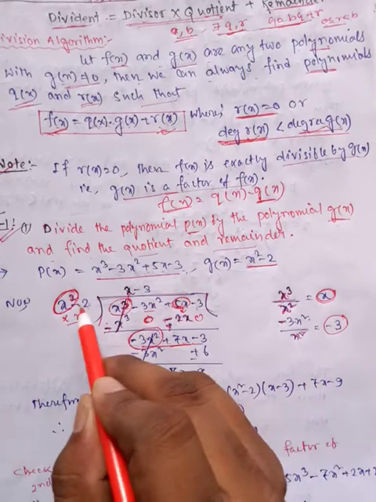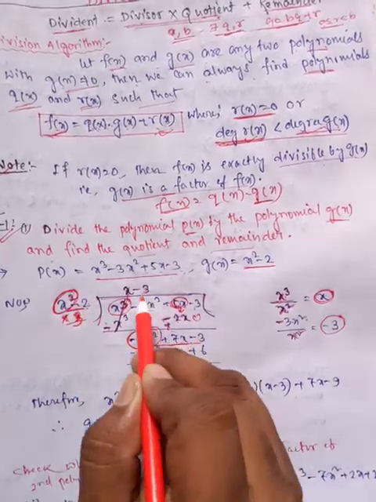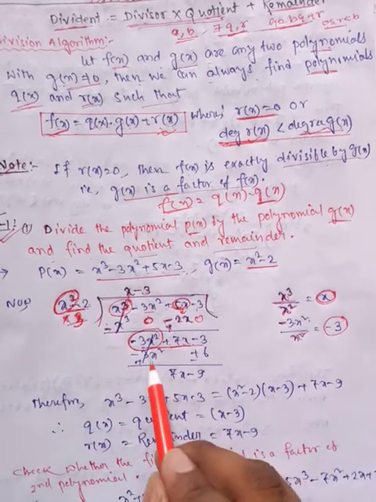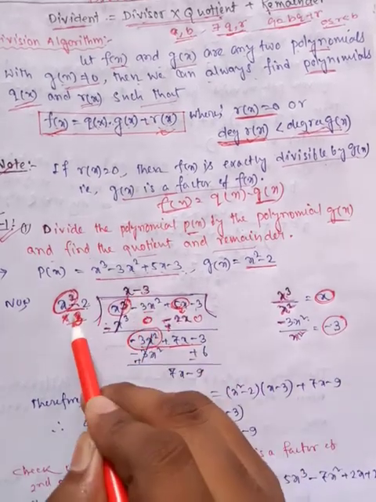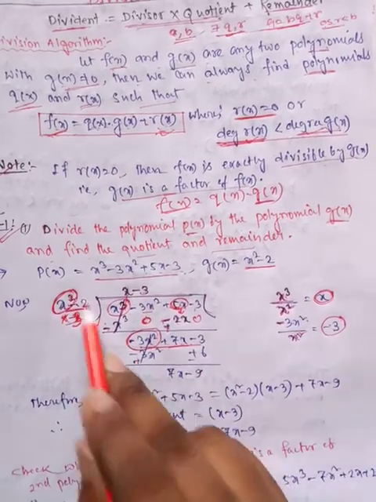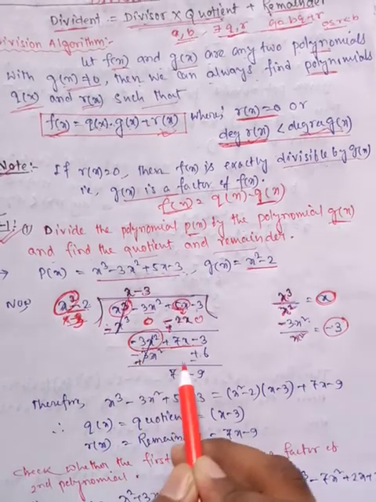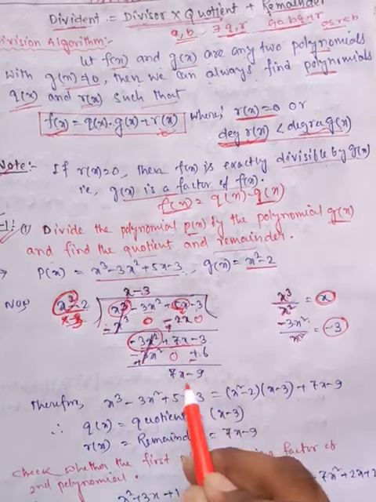So multiply minus 3 by this polynomial, so take minus 3 here. Then if you multiply minus 3 by this polynomial, it will be minus 3x square plus 6. So let's subtract, which means change the sign, minus plus and plus minus, so this will cancel out. Here there is 0, so that means 7x minus 9.